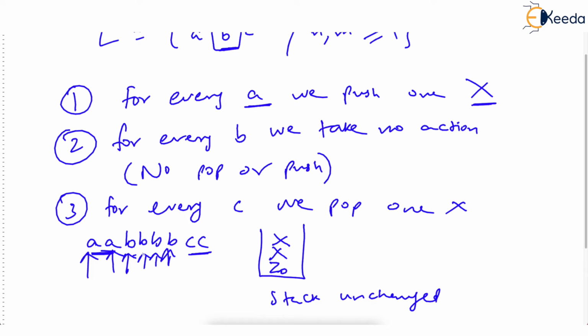As long as we get B, we will not do any change. But as soon as our PDA reads C, we will pop X. That means we will cancel one A. And when we read the second C, we will again pop X. We will cancel one more A.